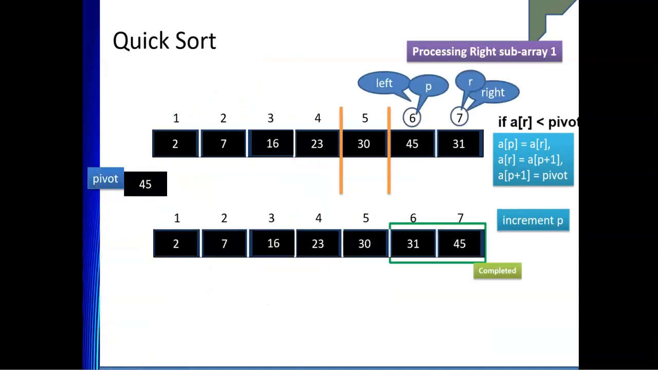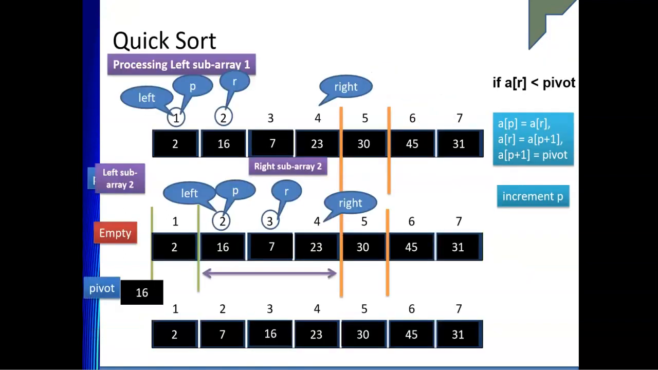Next we take 45 as a pivot element. Once we do, 30 and 31 come back, being lesser than 45, so we go back, and then the entire array is completed because there is no element left out. Now I have all my elements sorted: 2, 7, 16, 23, 30, 31, 45. So that's how quicksort actually works.